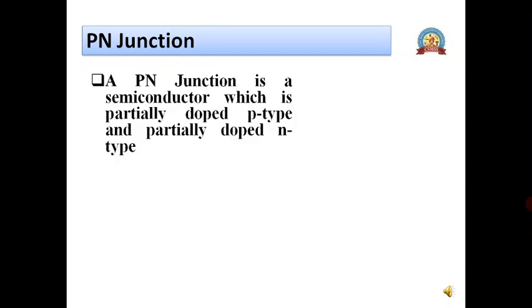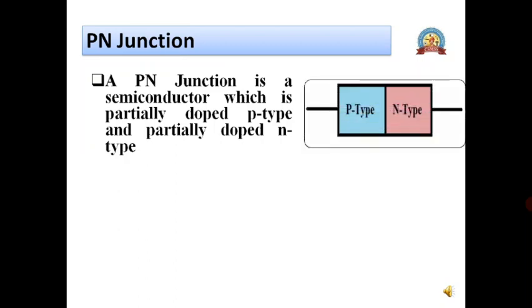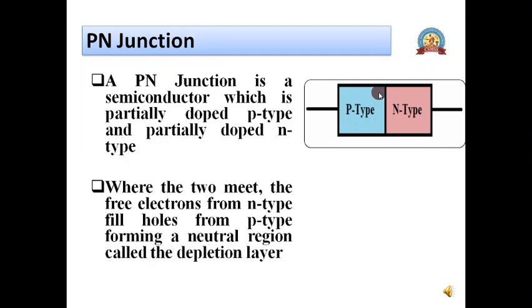A PN junction is a semiconductor in which one part is doped with p-type and the other part is doped with n-type, forming a p-type region and an n-type region. In the p-type region, the holes are the majority charge carriers, which are positive charge, and in the n-type region, electrons are the majority charge carriers, which are negatively charged. So we get a region where there is positive charge and negative charge together, and that region is called the PN junction. So let's see what happens at the PN junction.